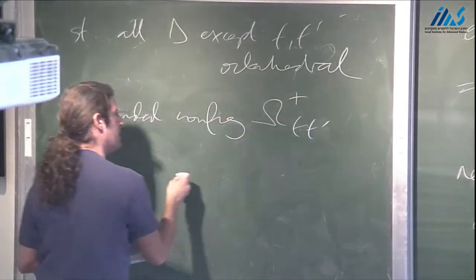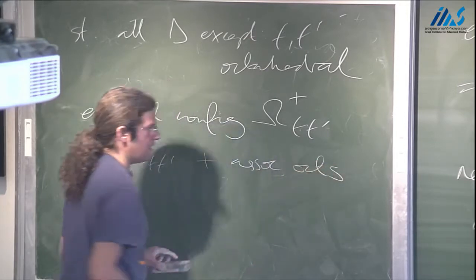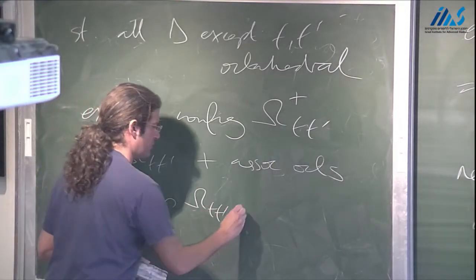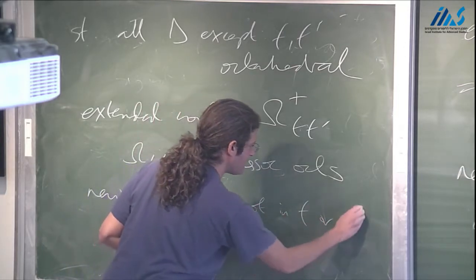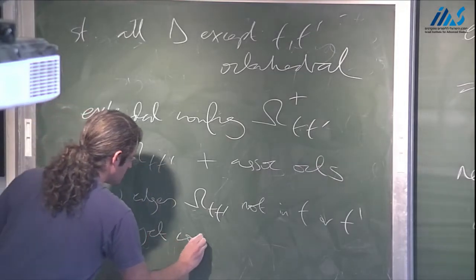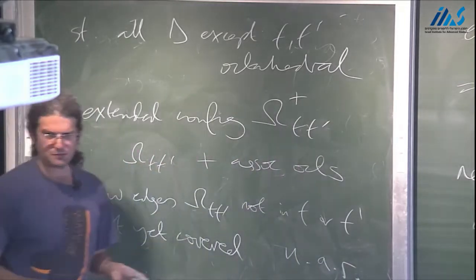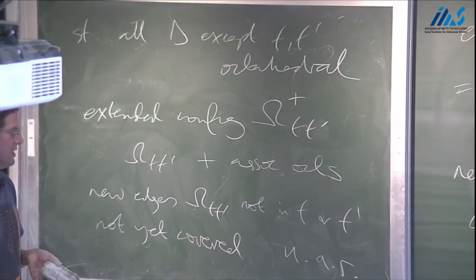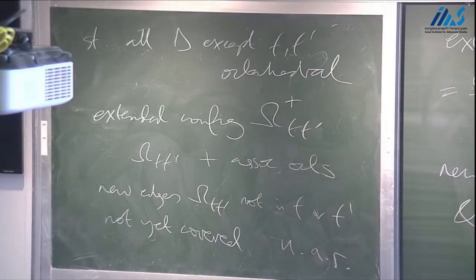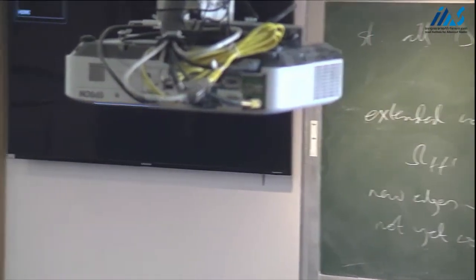Omega F prime plus is omega F prime plus associated octahedra. And so the new edges are omega F prime, not in F or F prime. And again, just as before, not yet covered. And again, uniformly at random. Okay, so this is the algorithm. It's the same kind of algorithm as before, so it's going to produce something which satisfies the correct conditions. I just have to analyze it and say with high probability it has the required boundedness conditions.